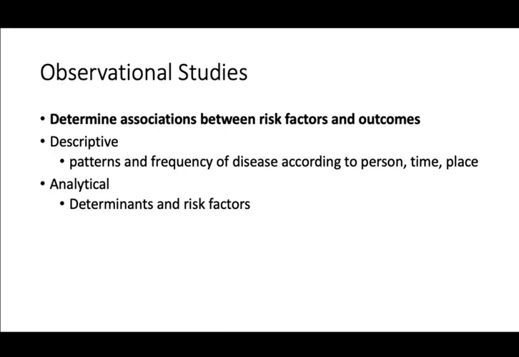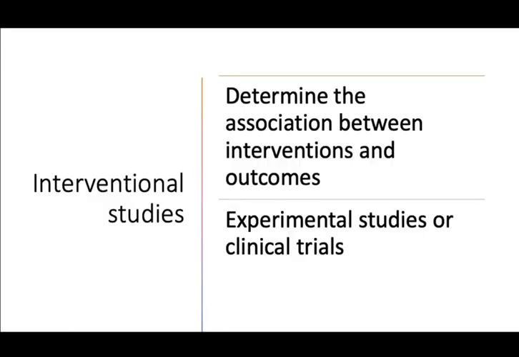Observational studies determine association between risk factors and outcomes. It is called a descriptive type of study when it focuses on the pattern and frequency of disease according to person, time, and place. While analytical type of studies, which uses inferential statistics, assesses the determinants and risk factor which might be associated with the disease of interest. Interventional studies determine the association between intervention and outcomes. This includes experimental studies such as clinical trials.